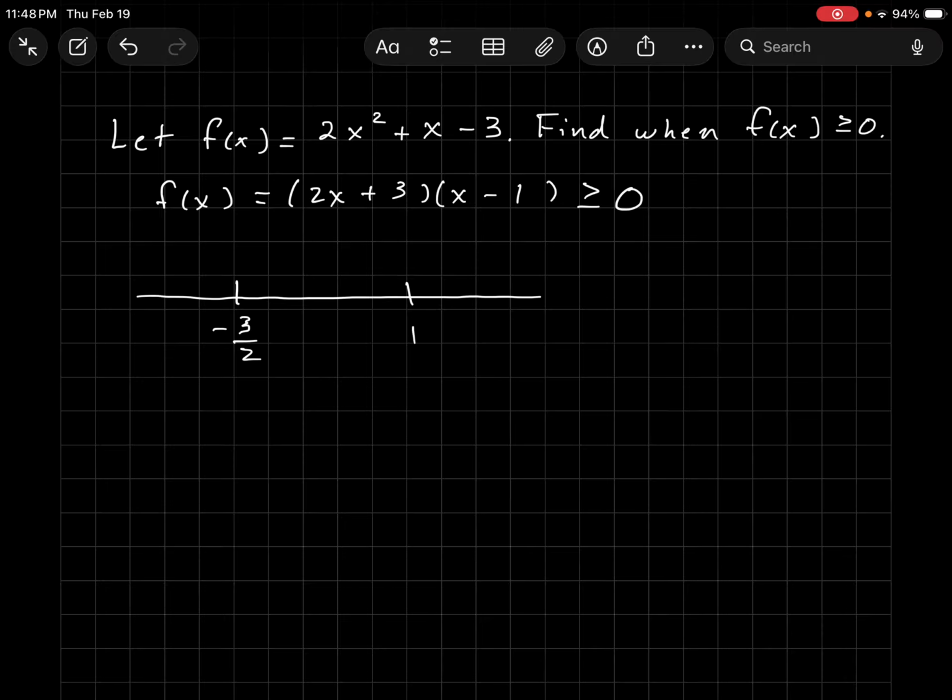And we'll do the sign chart. So I'm going to pick any x less than -3/2. Let's say x equals -4. Why not? It's just as good as it was last time. If I plug in, I get negative times negative.